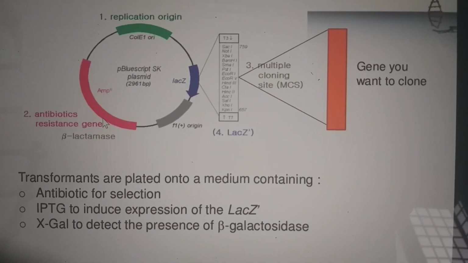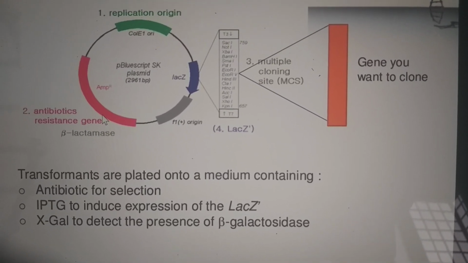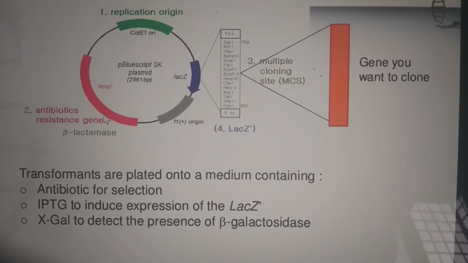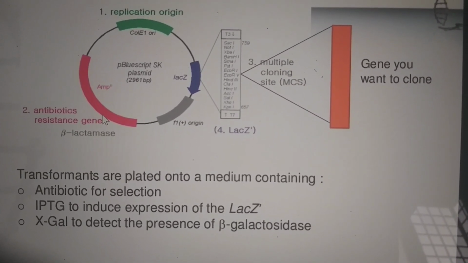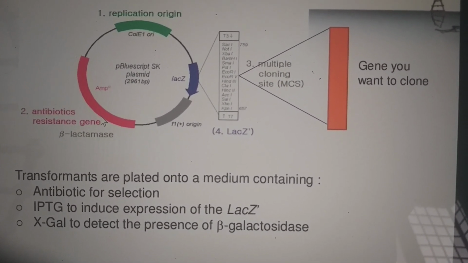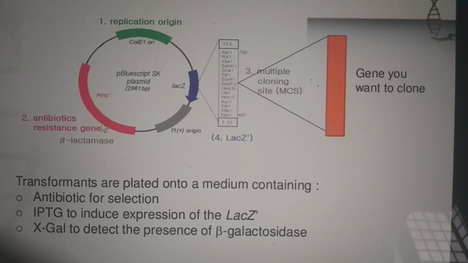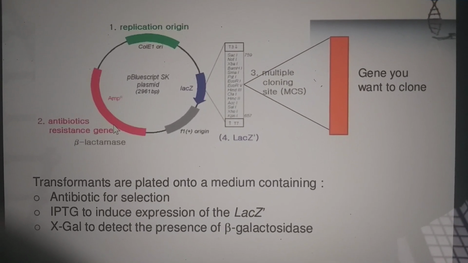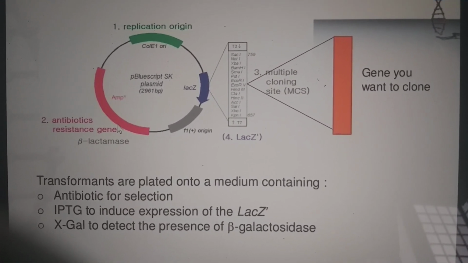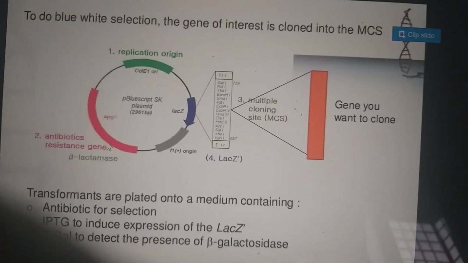Whatever beta-galactosidase will be produced, that beta-galactosidase will act on X-gal, as I mentioned in the previous slide, and the blue color product will be formed. Okay, and this blue color will be helpful to distinguish between the blue and white color colonies.